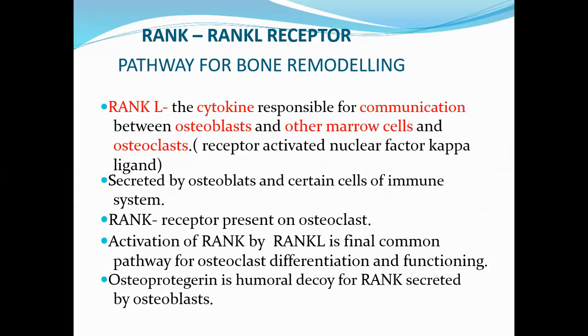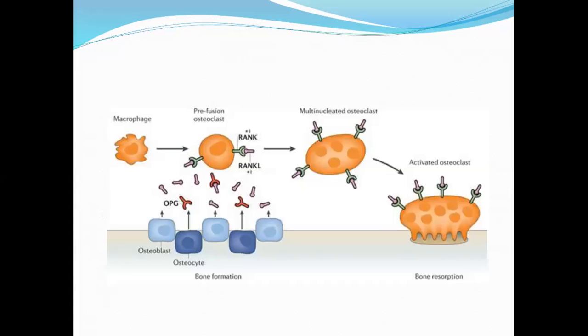Osteoprotegerin is a humoral decoy of RANK, secreted by the osteoblast. Here we see the macrophages that are formed, the prefusion osteoclast. It is like a lock and key model. The lock-like structure is RANK, and RANKL is the key-like structure. Once the lock and key fit, we obtain the particular activation. This is the osteoblast, with OPG.